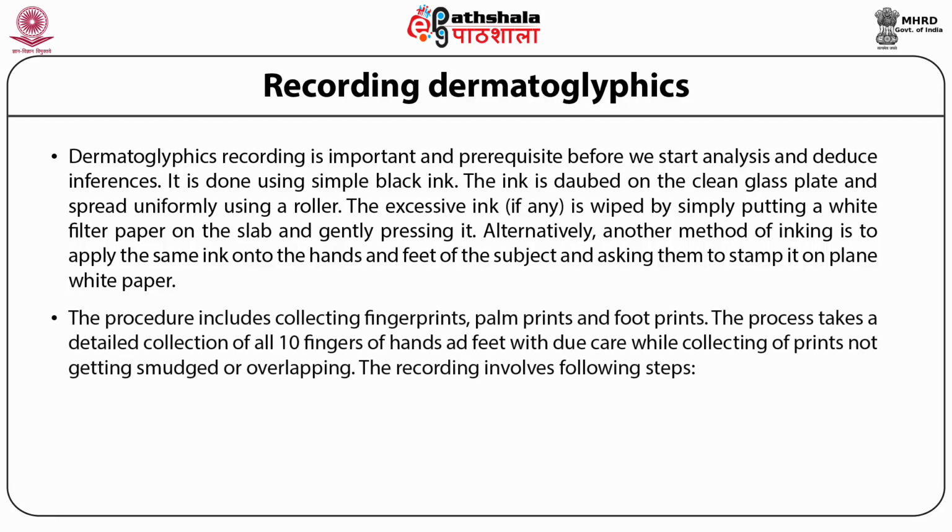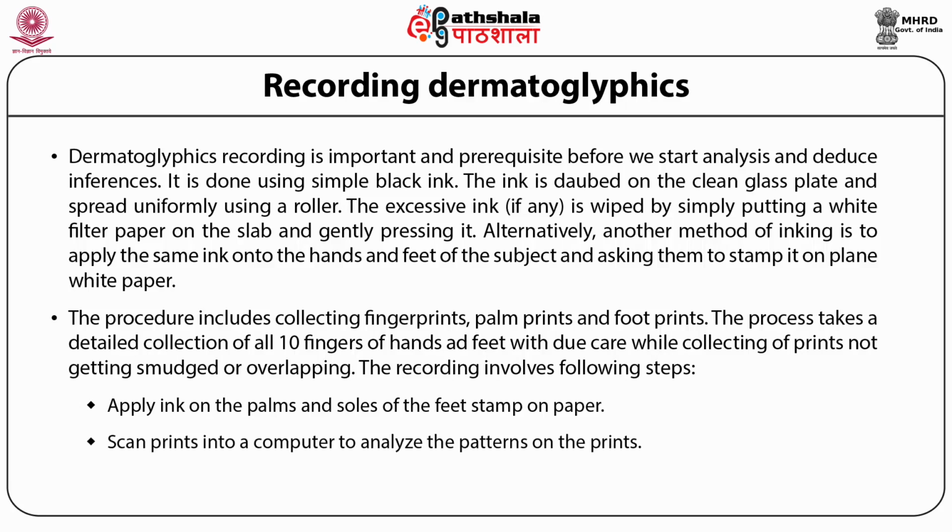The procedure includes collecting fingerprints, palm prints, and footprints. The process takes a detailed collection of all 10 fingers of the hands and feet, taking due care while collecting prints not to get them smudged or overlapping. The recording involves the following steps. First, apply ink on the palms and soles of the feet and stamp on paper. Second, scan prints into a computer to analyze the patterns on the prints. Thirdly, perform statistical analysis on the prints in order to understand the genetic sequence.